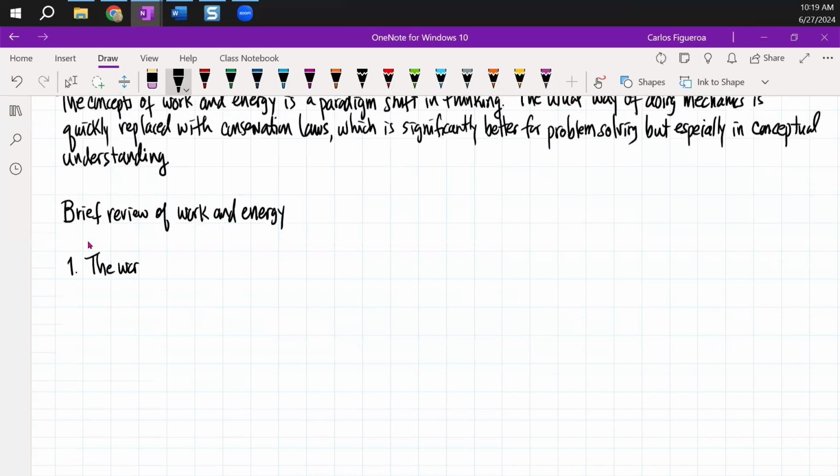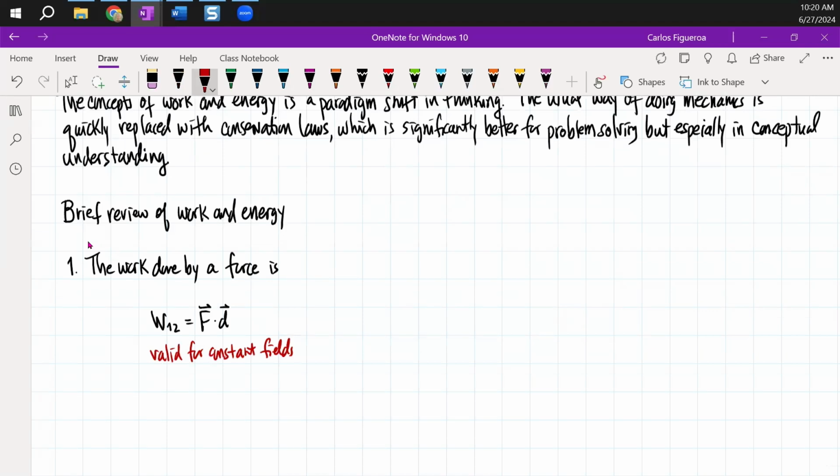The work done by a force can be written in one of 2 ways. So if I go from work from 1 to 2, then this is going to be the force dotted with the displacement. And this is only valid for constant fields. We only know of one constant field. That constant field is the electric field of an infinite plane.